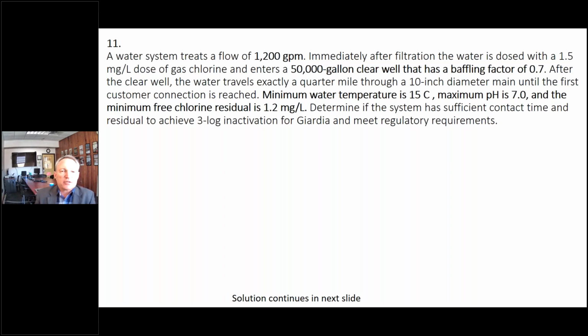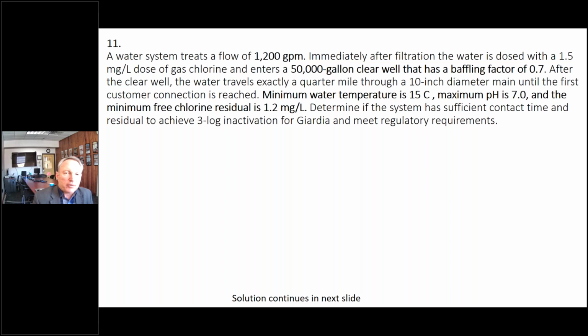Now this is a system, it's a little bit more complex, this problem. Not super complex, but just a little bit more detail here. We're treating a flow of 1,200 gallons per minute, and then we're dosing our water just before it enters a 50,000 gallon clear well. It has a baffling factor of 0.7, and then it travels through a 1/4 mile of 10-inch pipe. So right away, we have a 50,000 gallon volume that has a baffling factor of 0.7. That's adding some contact time. Then that additional 1/4 mile of pipe is adding some additional contact time. So we need to add those two times together.